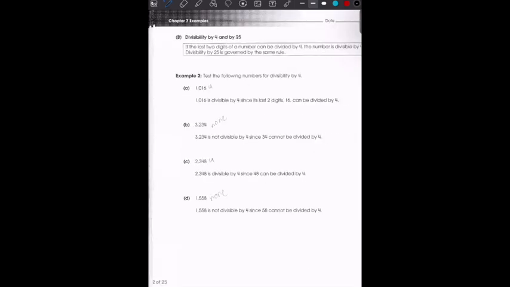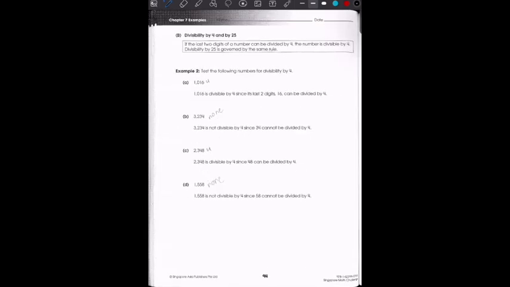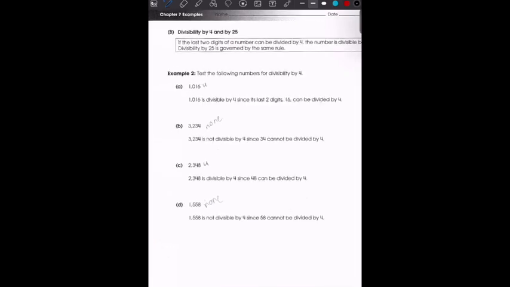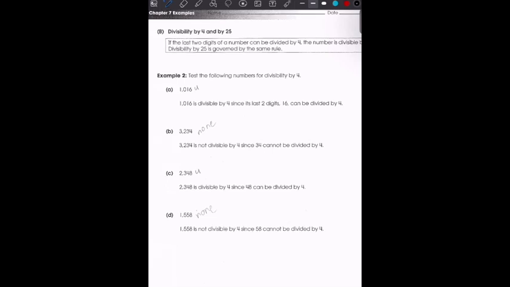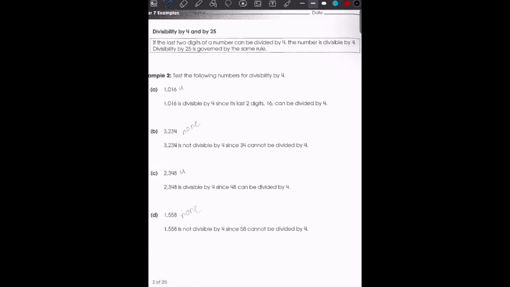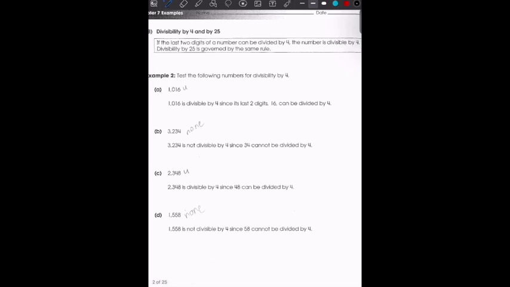And so now we're going to talk about divisibility by 4 and by 25. So if the last two digits of a number can be divided by 4, the number is divisible by 4. And divisibility by 25 is also based on the same rule. So for example, if we have the number 424, then we're going to look at the last two digits. So we're going to look at 24. And 24 is divisible by 4 because 24 divided by 4 is going to be 6. And so that tells us that 424 is going to be divisible by 4.